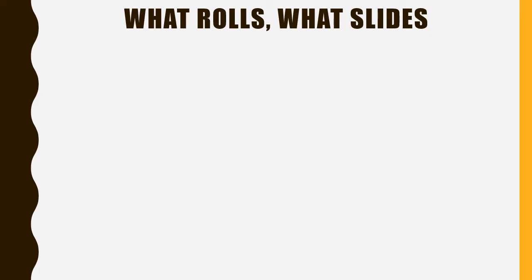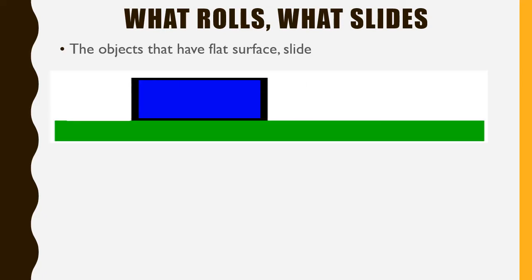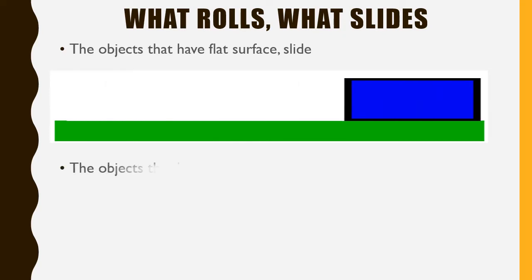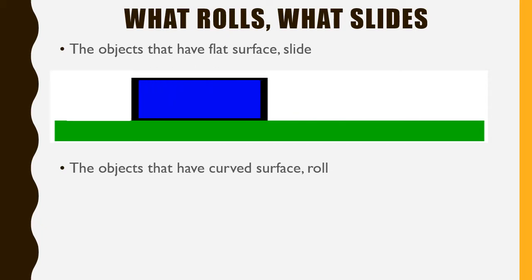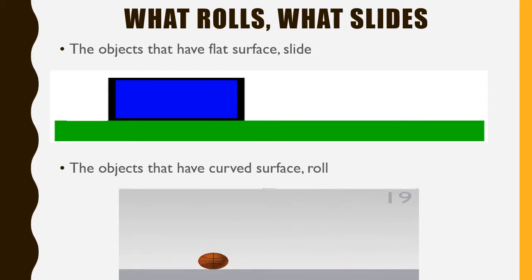Now let's talk about something else, children. Let's talk about what rolls and what slides. So here we will learn about the objects that roll and the objects that slide. The objects that have a flat surface slide. As you can see in the first picture, the object is sliding. And the objects that have a curved surface roll. You can see the second picture.